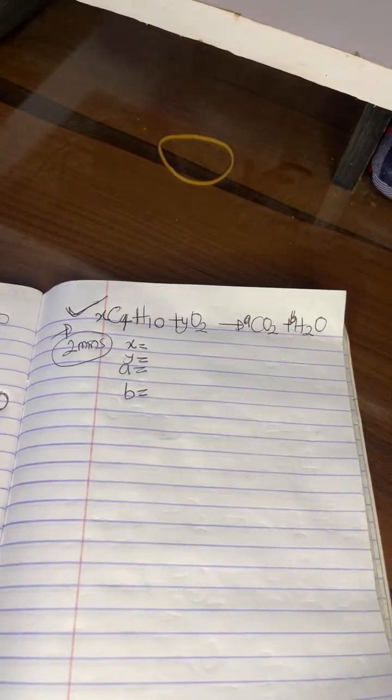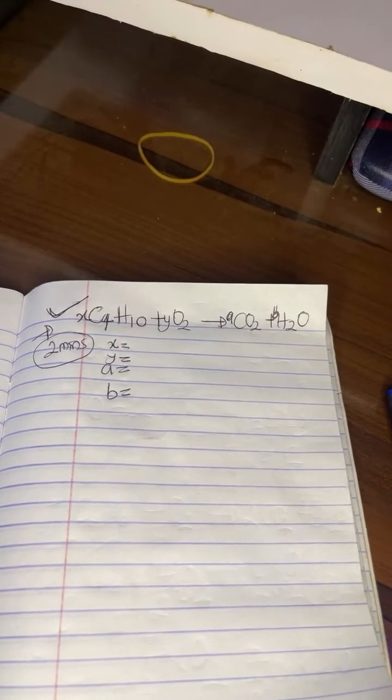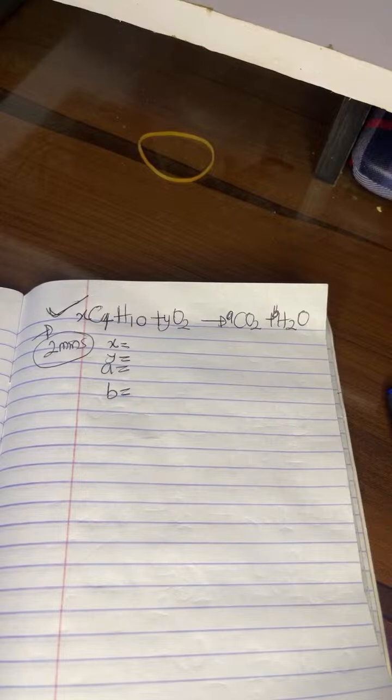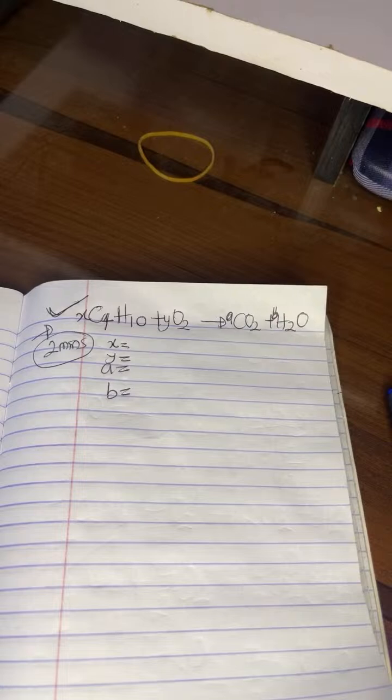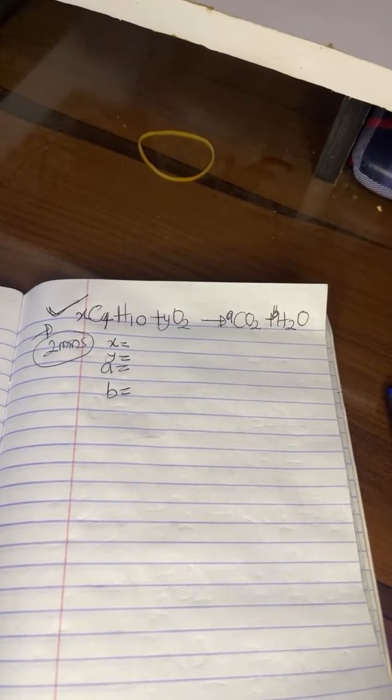That's what JAMB will ask. I want you to just tell me what is X, what is Y, and what is A and B. I'm waiting to know what is X and Y and A and B.